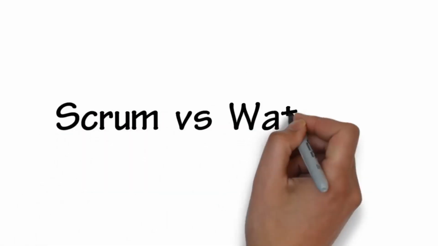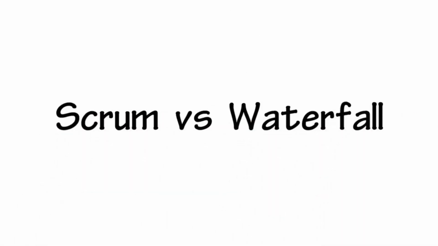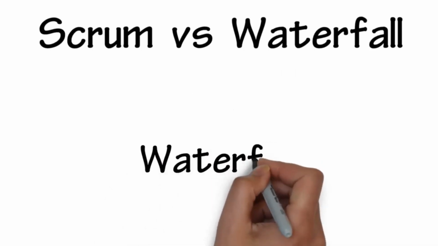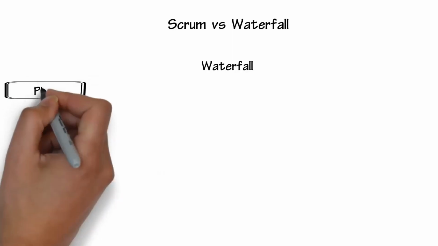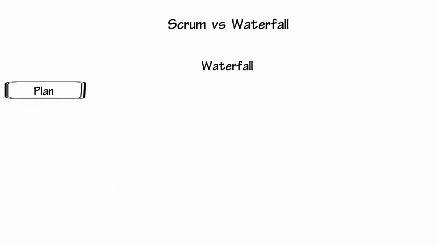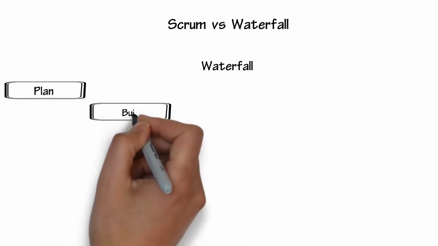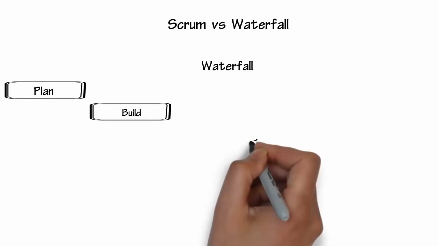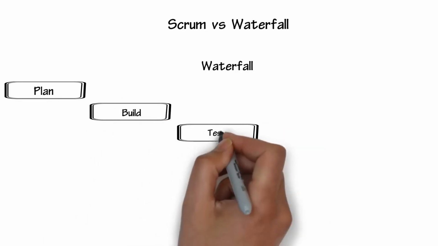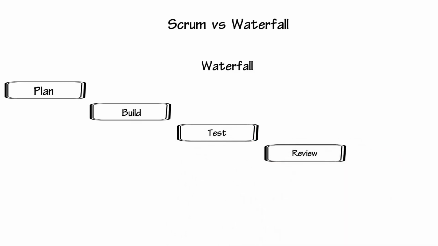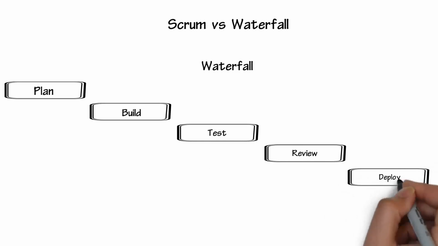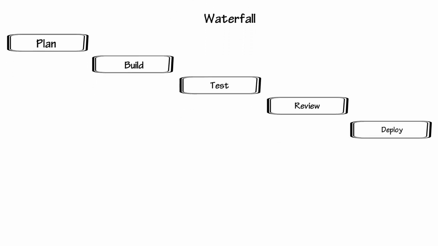First, let's take a look at how Scrum compares to the older alternative of waterfall development. Waterfall typically goes through a lengthy planning process, which could take several months, followed by building the product, which again could take many months, and then testing the product, reviewing, and eventually deploying the product. At this point, you may end up bringing the wrong product to market if market demand or technology has changed since the original plan was developed.